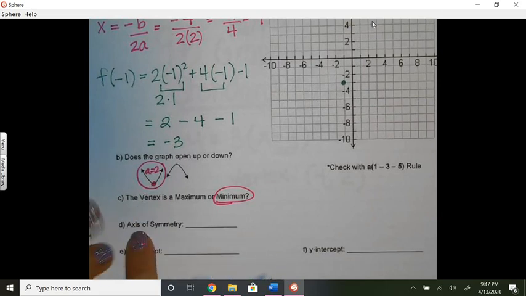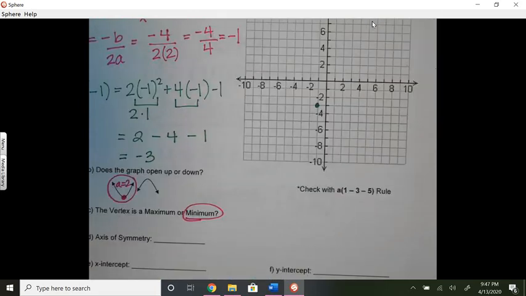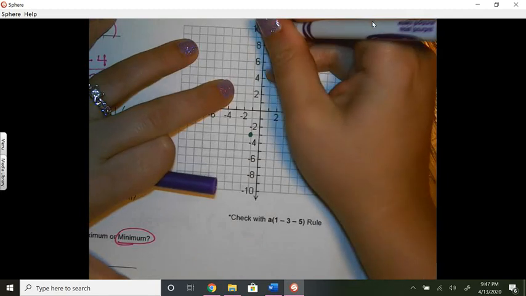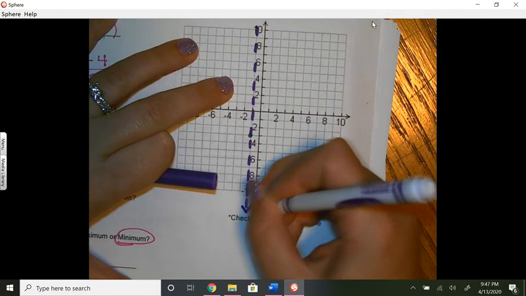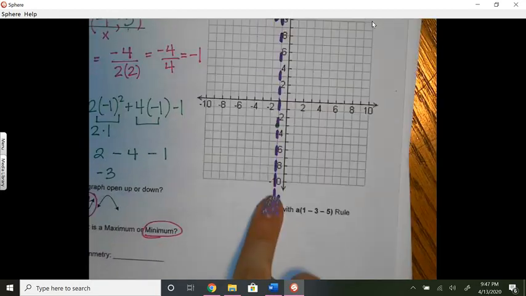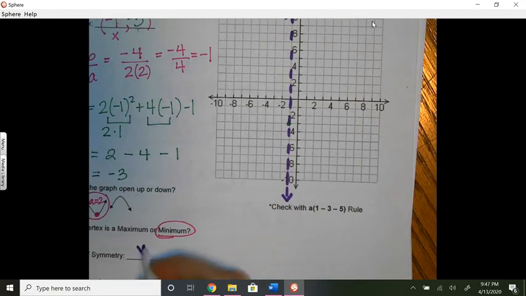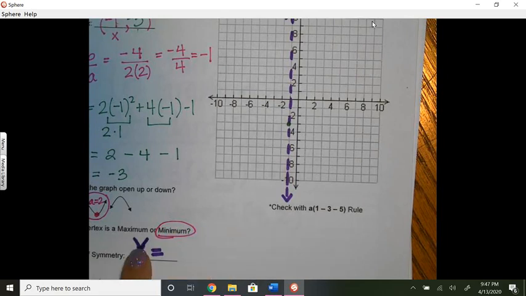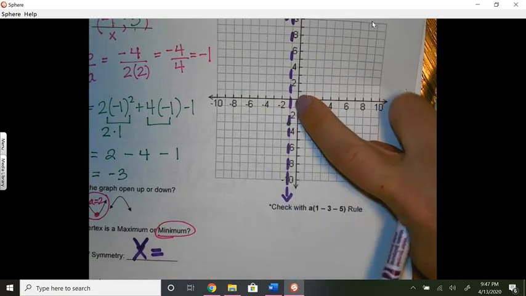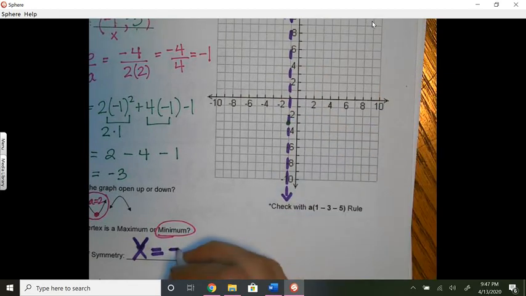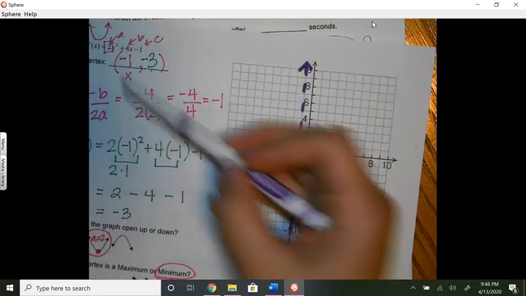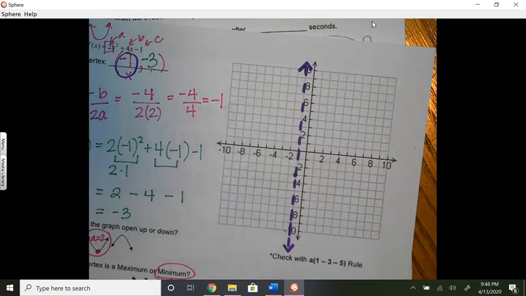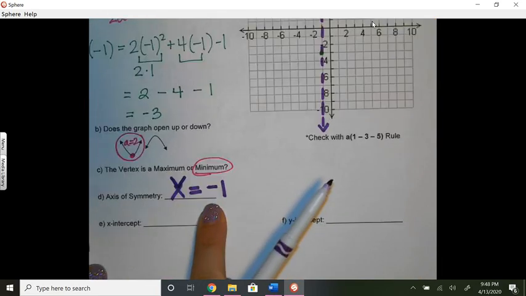So the axis of symmetry is going to be that line that cuts the graph in half. So it's going to go right here. So the equation for that vertical line is x equals, so think of x like how it makes a V up here. So it's x equals, and the number that x is right here is negative 1. Or the other way to think about it is it's the x value of the vertex. So x equals negative 1.